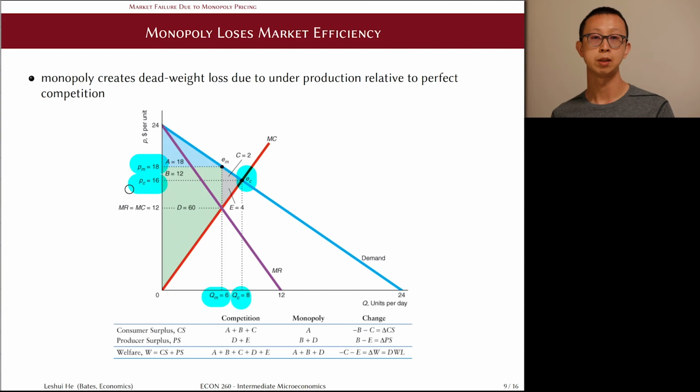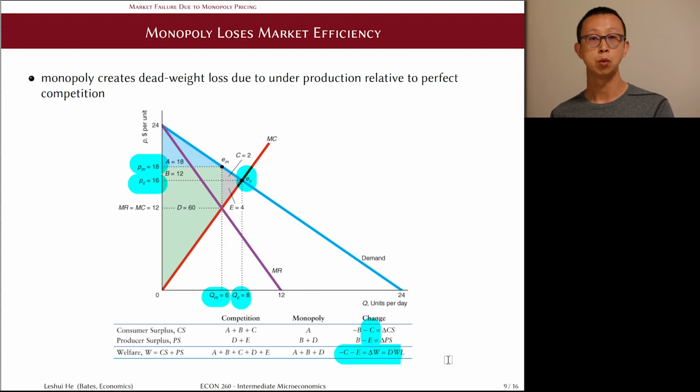With the higher price, the consumer surplus is only the area of A, instead of A and B and C combined under the competitive outcome. The producer surplus on a monopoly is B and D combined, as opposed to D and E combined under perfect competition. So overall, at the market level, the surplus of C and E are completely lost, which is the deadweight loss.